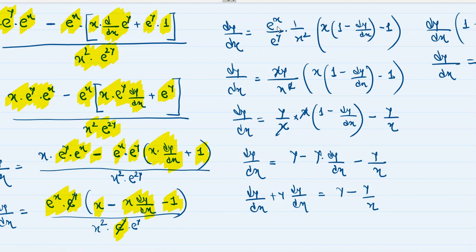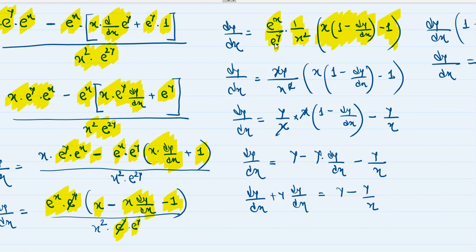e raised to x upon e raised to y. See, e raised to y was there already, so I wrote e raised to x upon e raised to y together. 1 upon x square I wrote together, and in the bracket I wrote x. I took out x common from both these terms, so x bracket 1 minus dy by dx and minus 1.